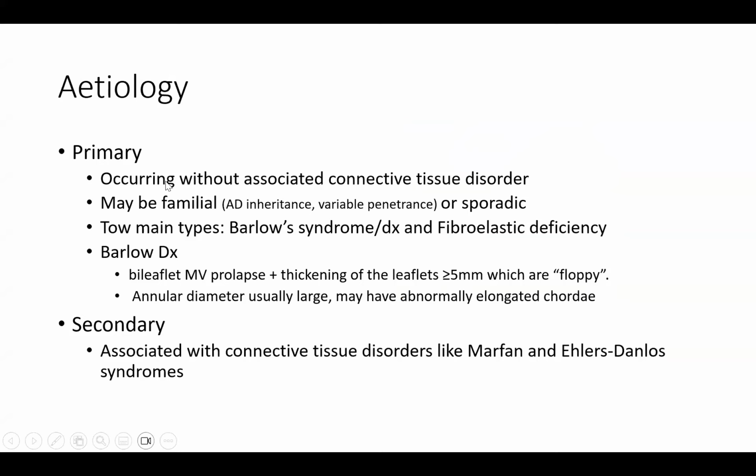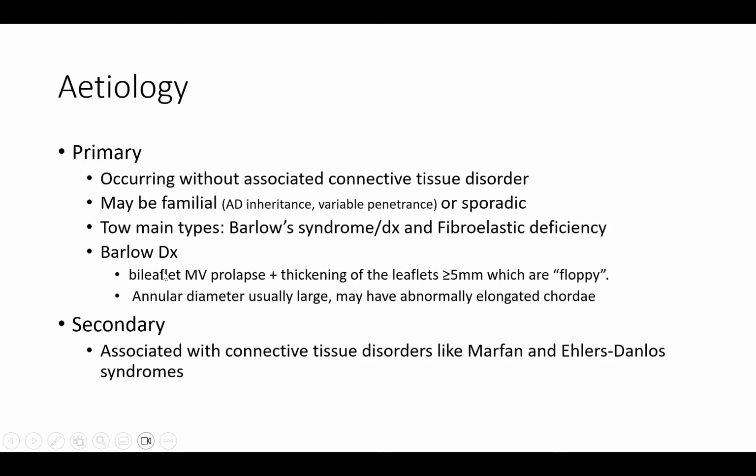So it could be primary, without any associated connective tissue disorder or collagen vascular disease. And this primary could also be familial, which may have autosomal dominant inheritance with variable penetrance, or it could be sporadic. And there are 2 main types: Barlow syndrome or Barlow disease, and fibroelastic deficiency.